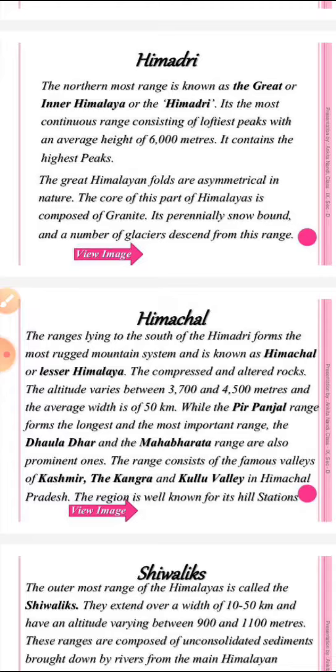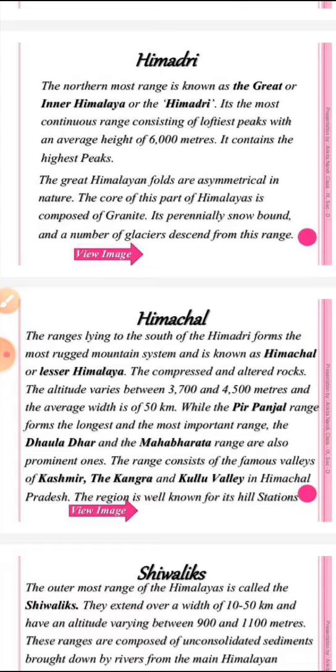After that, we will discuss the Himachal range. This range lies to the south of the Himadri, and it has an average height of about 3700 to 4500 meters, and it is composed of highly compressed and altered rock. The width of this range is 50 kilometers, and most of the hill stations lie in this range of the Himalayas. We also get important valleys in this range.